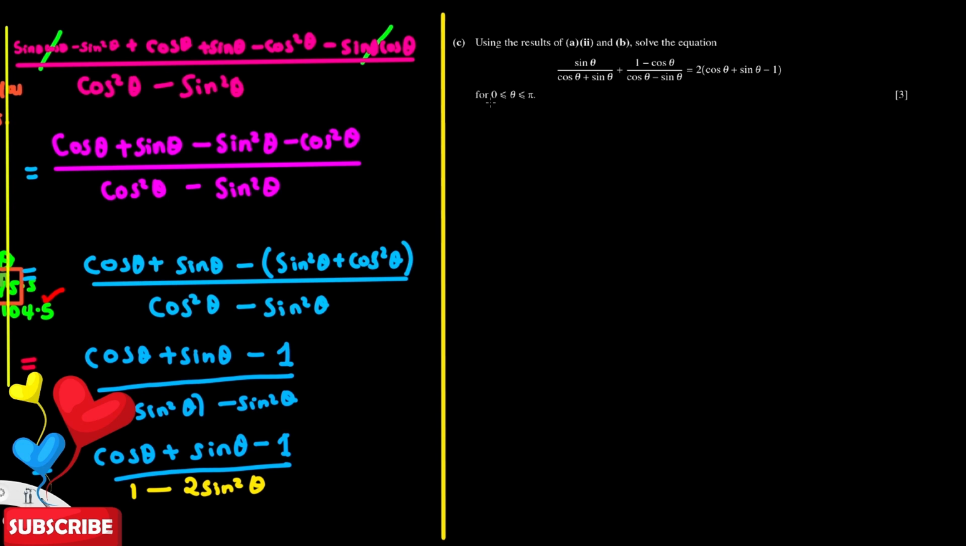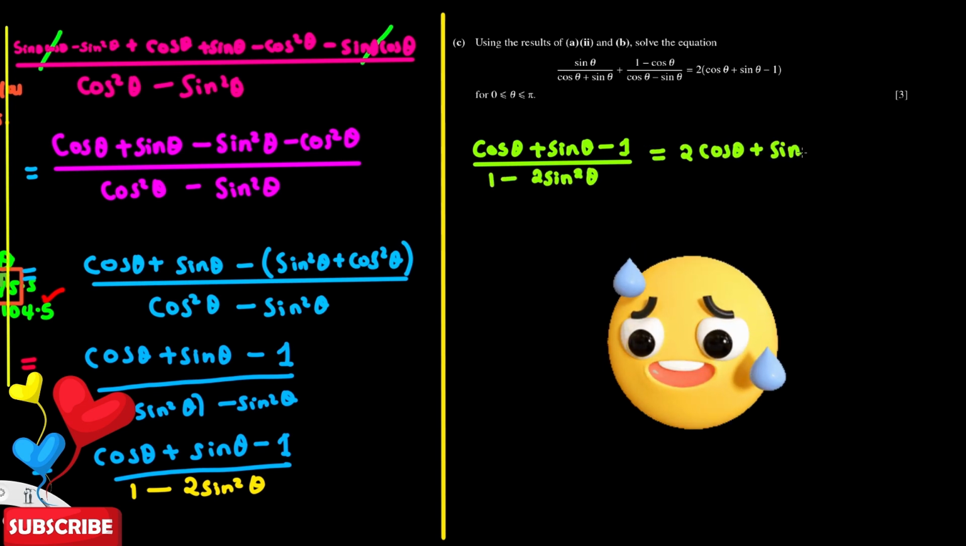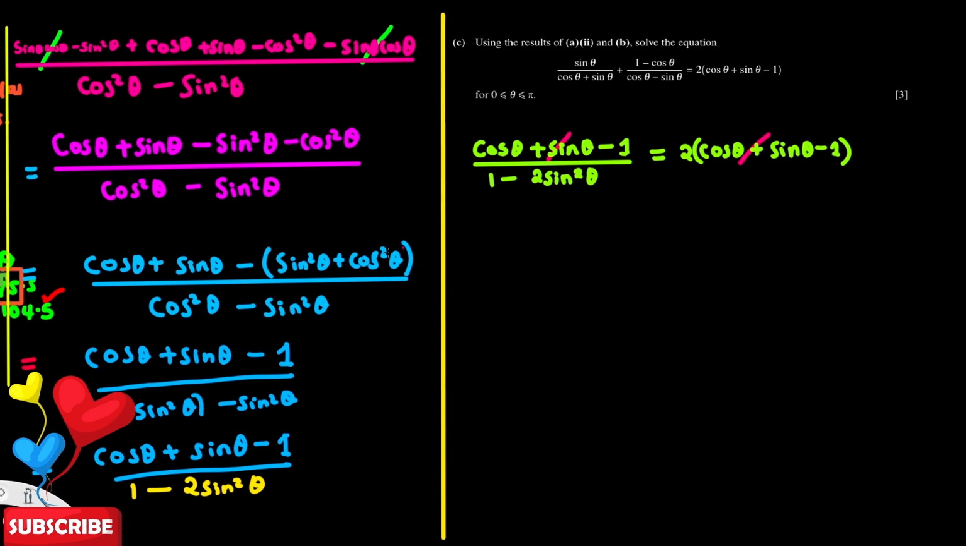Yeah, so let's move in so that we can write that properly. That part can be replaced with this, and we're having equals to 2 cos theta plus sine theta minus 1 like that. Then we can see that those two terms will cancel out, because if you divide both sides by cos theta plus sine theta minus 1, the two are going to cancel out, so that we can simplify this further.